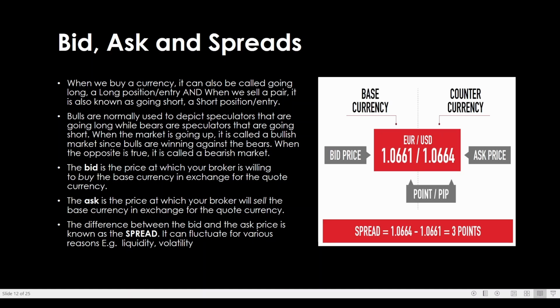This is the difference between the price at which the broker is willing to buy a base currency and the price at which they're willing to sell a base currency. So for some brokers, the spread is how they make money. It's not for all brokers, but for some brokers, they make money by taking the difference, which is called the spread. Now, the spread can fluctuate for a variety of reasons. I will cover the main ones which I think are critical for you to know.